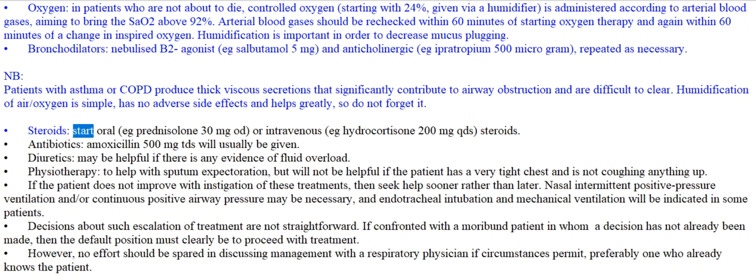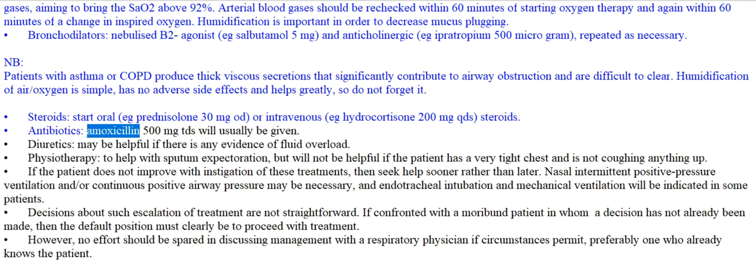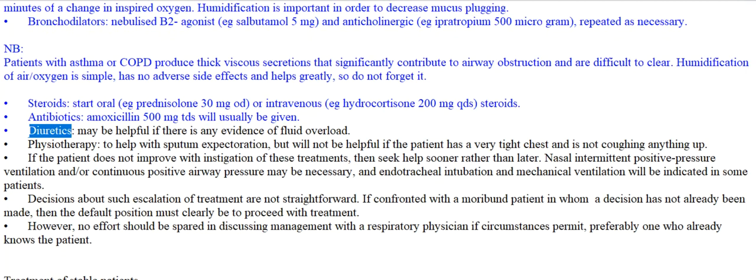Steroids: start oral, e.g. prednisolone 30 mg OD, or intravenous, e.g. hydrocortisone 200 mg QDS. Antibiotics: amoxicillin 500 mg TDS will usually be given. Diuretics may be helpful if there is any evidence of fluid overload.